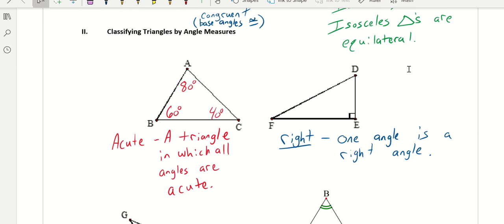Now with a right triangle, the side opposite the right angle, I'll pause, let you write that down. Or maybe you can pause the video, that might be better. The side opposite the 90-degree angle is what we call the hypotenuse.